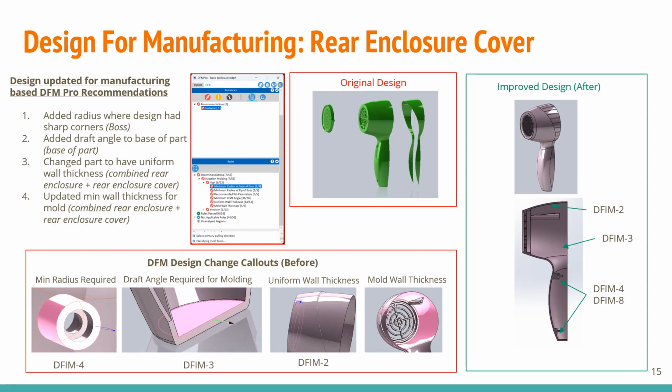For the DfM of rear enclosure cover, as mentioned earlier, we combined 3 parts of the rear enclosure into 1 part. At the same time, we implemented the design recommendations by adding radius where the design had sharp corners, adding draft angle to the base of the part, changing the part to have uniform wall thickness, and updating the minimum wall thickness for the mold.